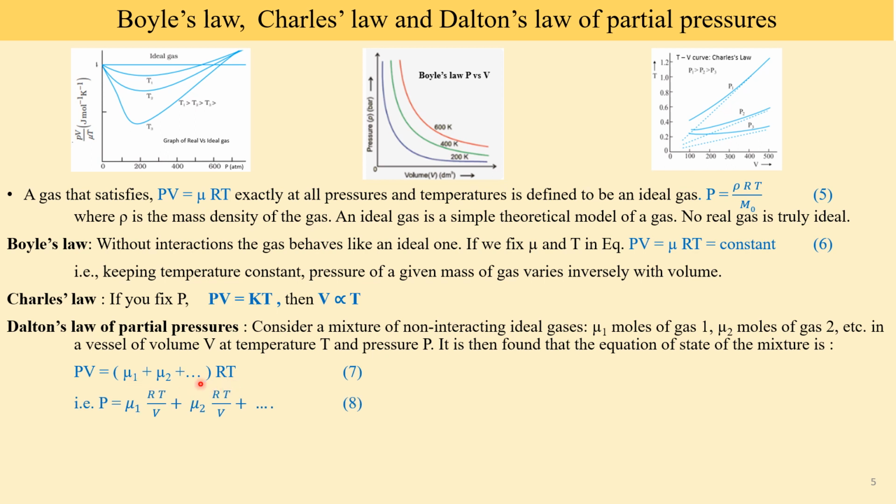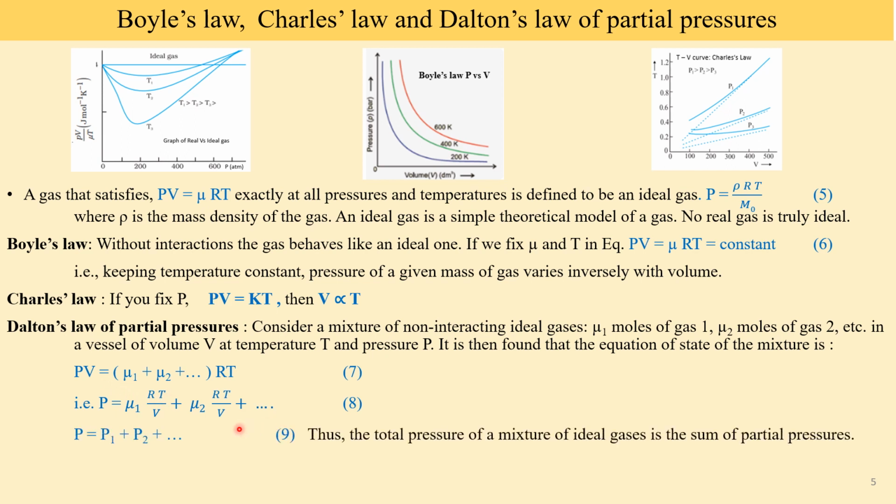Therefore, this equation 7 can be written as P = μ1RT/V + μ2RT/V + etc. Let it be equation 8. That is, we are dividing by V both the left hand side and right hand side of equation 7. Therefore, P will be equal to P1 + P2 + etc. Let it be equation 9. Thus, the total pressure of a mixture of ideal gases is the sum of the partial pressures.